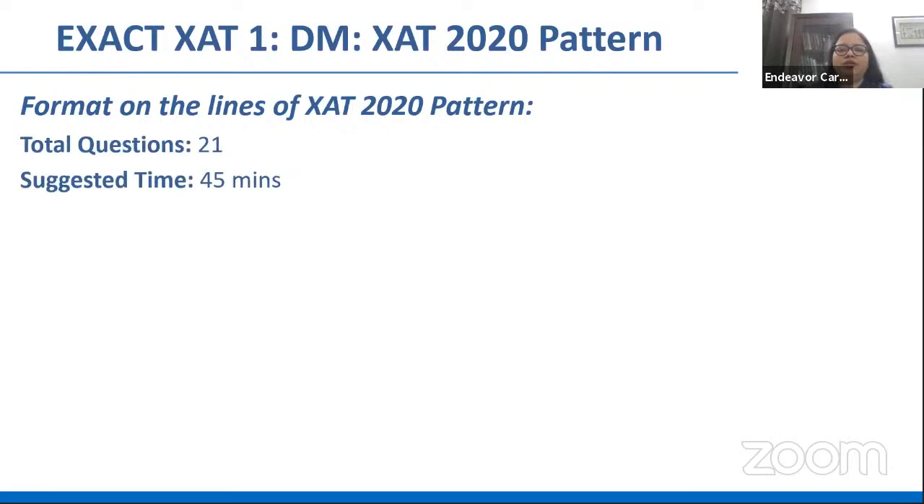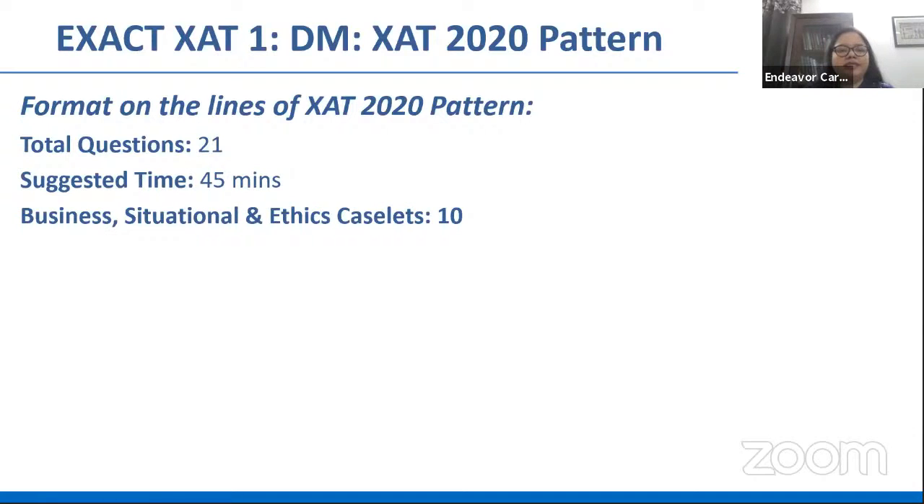Once again, very much on the lines of XAT 2020 pattern, 21 questions totally. And yes, by now you know that the suggested time for decision making is about 45 minutes. The suggested time for the verbal VA sectional is about 50 minutes, which you can even stretch to 55 minutes, using the 5 minutes that you get here. If you think verbal is your strength, then you can actually score more or attempt more questions in verbal.